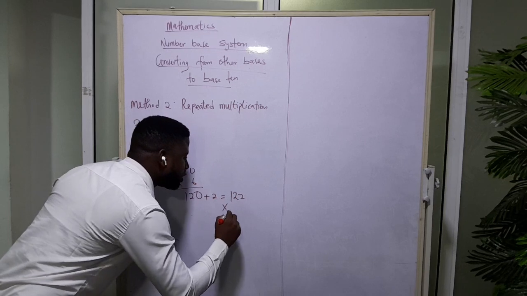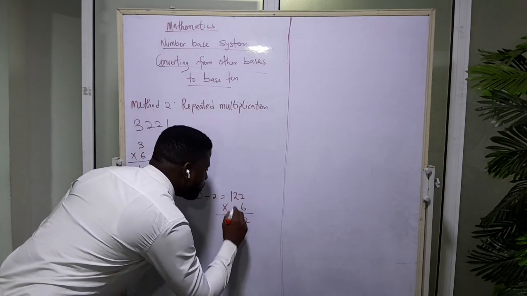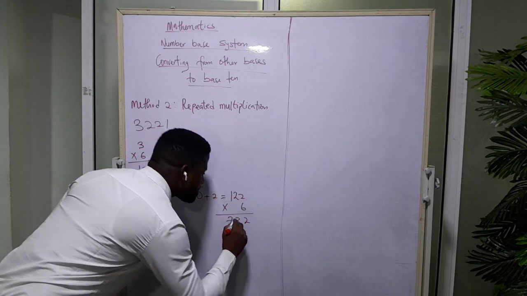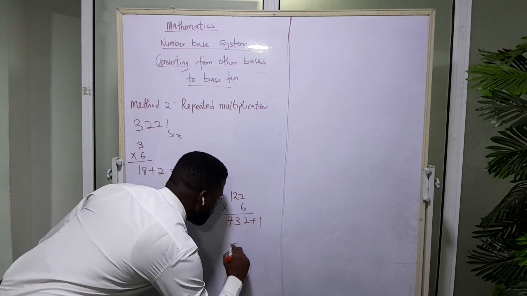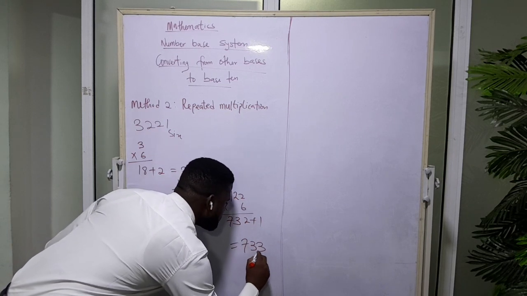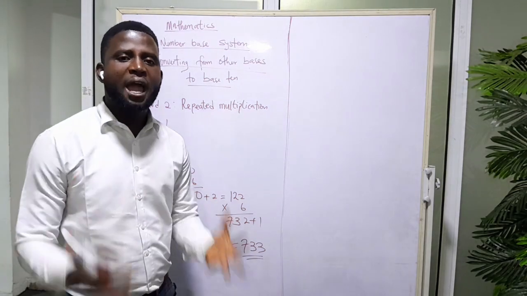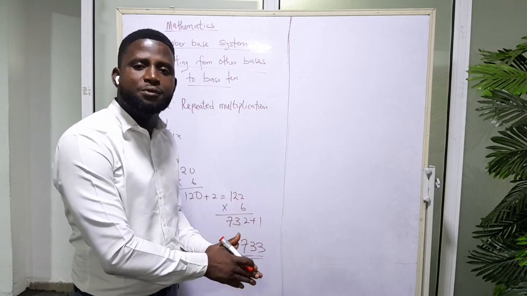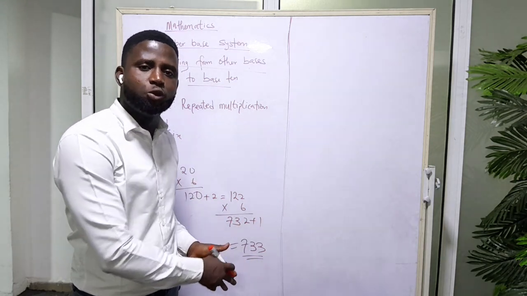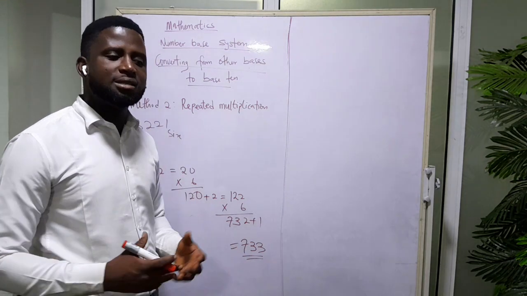Repeat the multiplication again by the base, which is 6. We have 12, we have 3, we have 7, plus the last number, which is 1, and this gives us 733. So you can decide to use any of the methods, either by adding the place value system of the number given or by repeated multiplication. You will have the same answer.